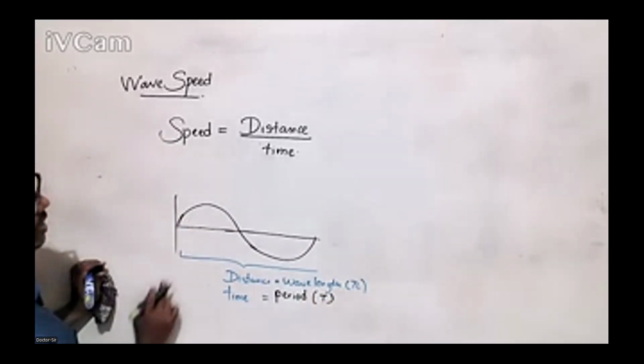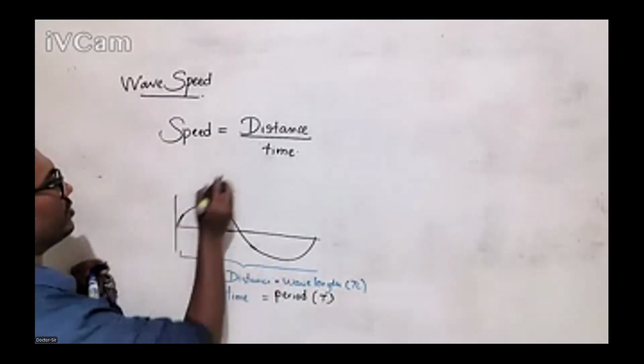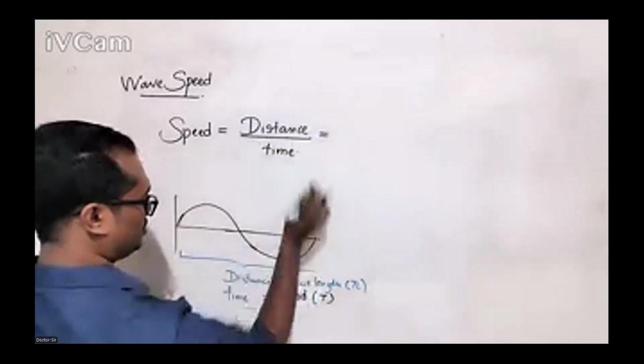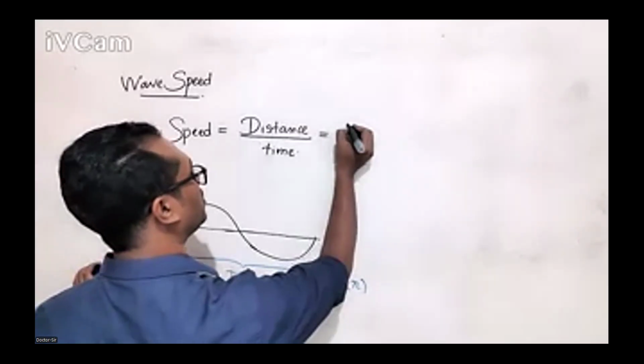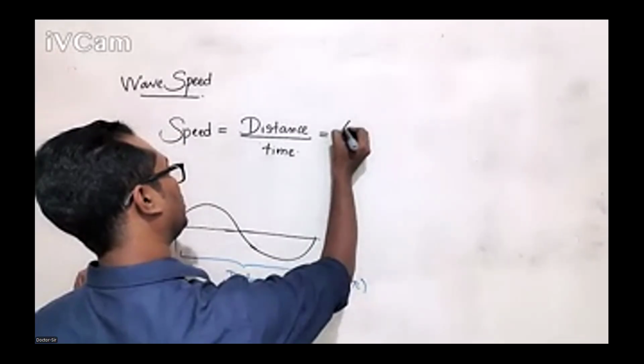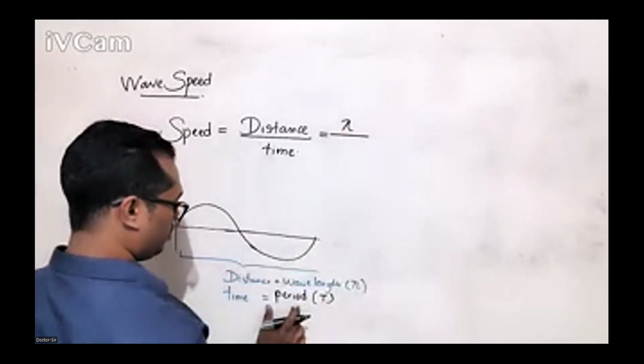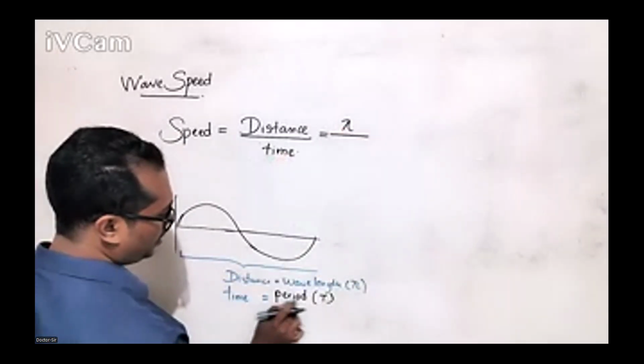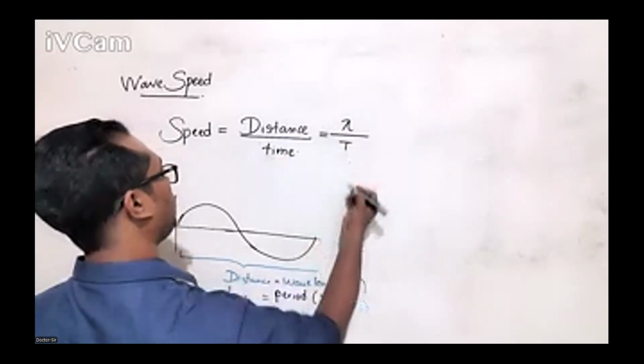Now I can tell the distance is the wavelength. I can apply here the distance, that is a wavelength, so I can put lambda. Then the time is the period, or I can put capital T.